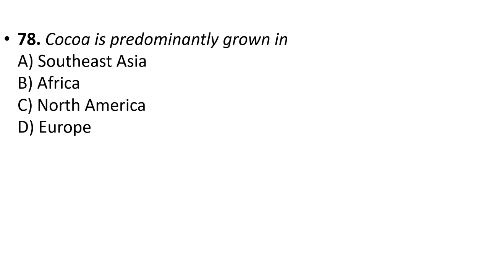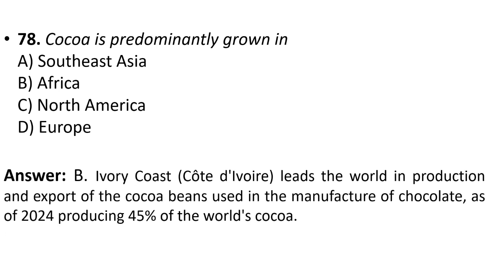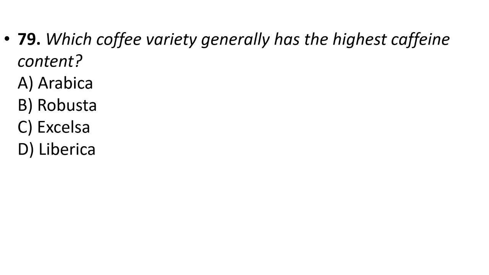78. Cocoa is predominantly grown in Southeast Asia, Africa, North America, Europe. Your answer is option B, Africa. Ivory Coast leads the world in production. It is number one in production and export of cocoa beans used in the manufacture of chocolates as of 2024, producing 45% of the world's cocoa.